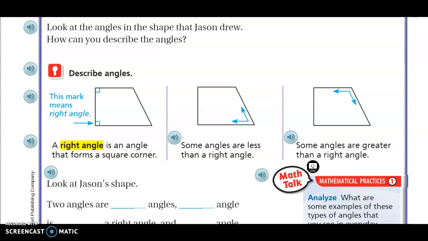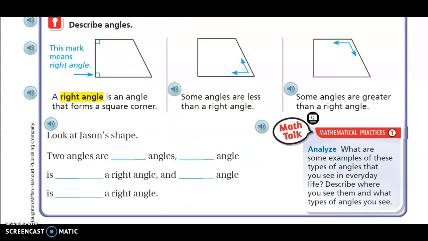So let's look at the angles and the shapes that Jason drew. How can you describe the angles? We just did that. So here we're going to learn how to describe angles. So there are 3 types of angles, and actually lesson 12.2 only names one of them. But we're going to learn the other 2 because I expect the most from you, so we're going to teach it to you now, and we're going to reinforce that later in the chapter.